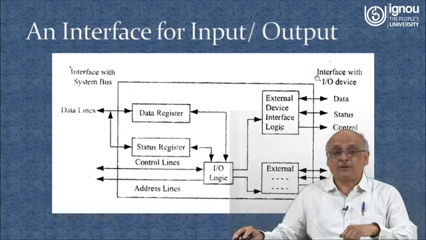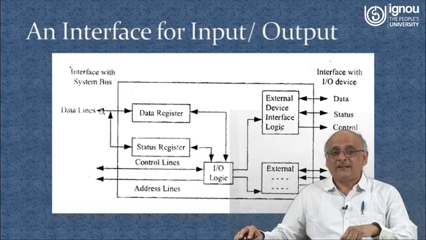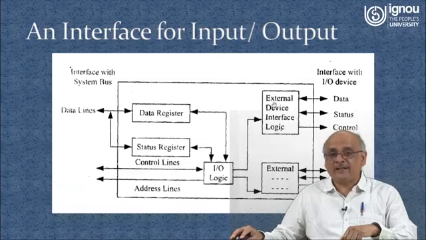Now how is that smoothing going to be possible? Well, the CPU will give some instructions to the interface in the form of control lines or address lines, and then this IO logic will determine which external device it is referring to. Suppose it is a printer; the printer is going to be very, very slow. Suppose it is a keyboard; a keyboard is also a very slow device. So it will communicate with the keyboard.